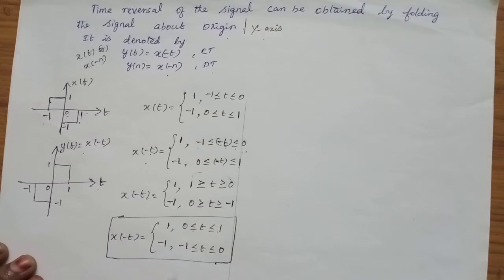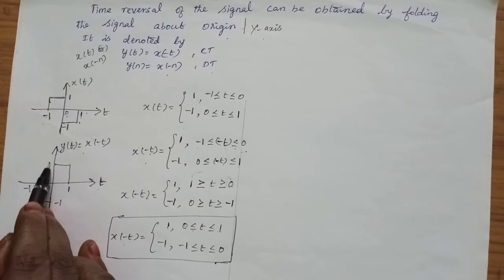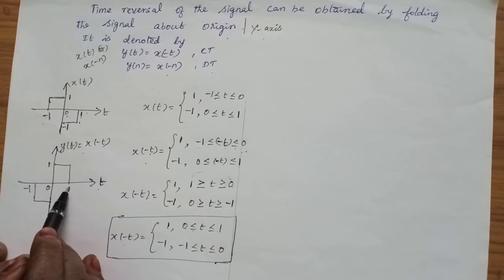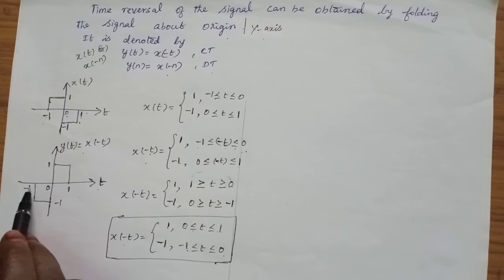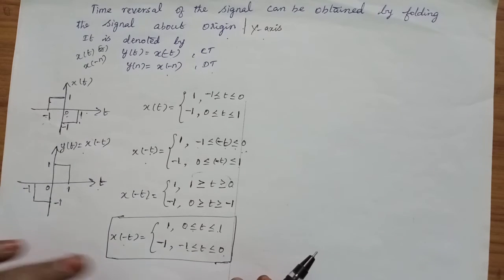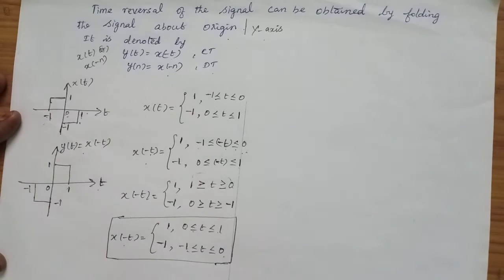So for x of minus t, it is 1 for 0 to 1, and minus 1 for minus 1 to 0. So for minus 1 to 0, here it is minus 1. This is a time reversal operation in the continuous domain.